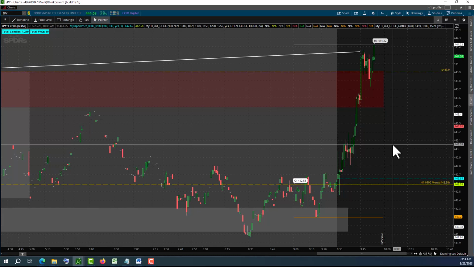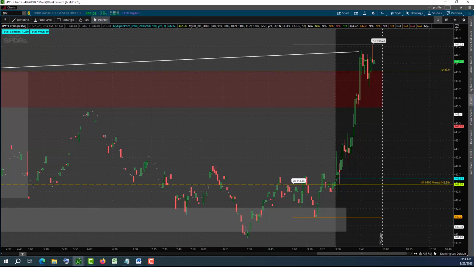So we are in 23 minutes now. Let's see if we see any divergence. We don't see any divergence right now. They're pretty much in sync.